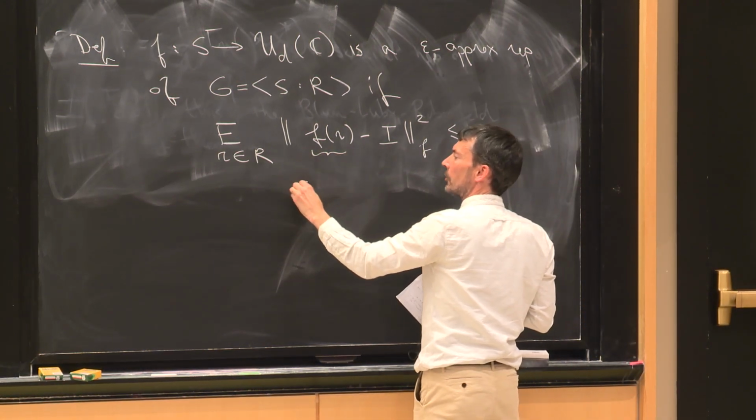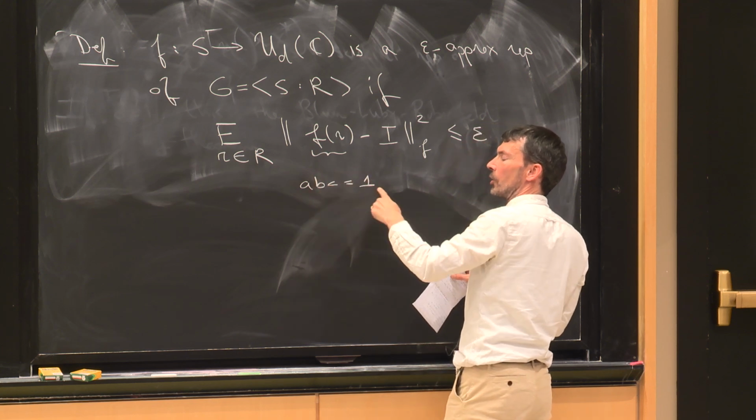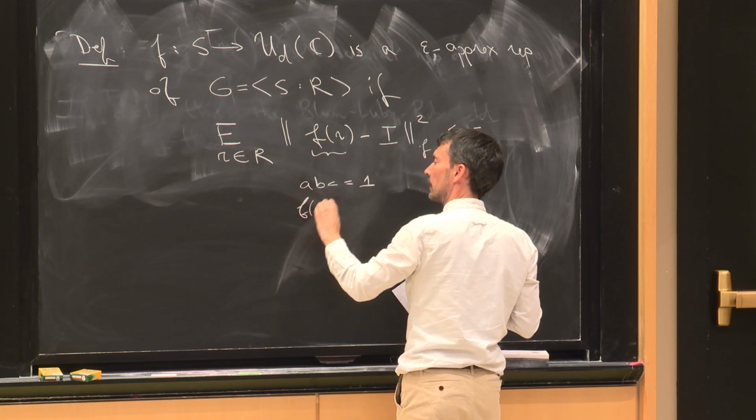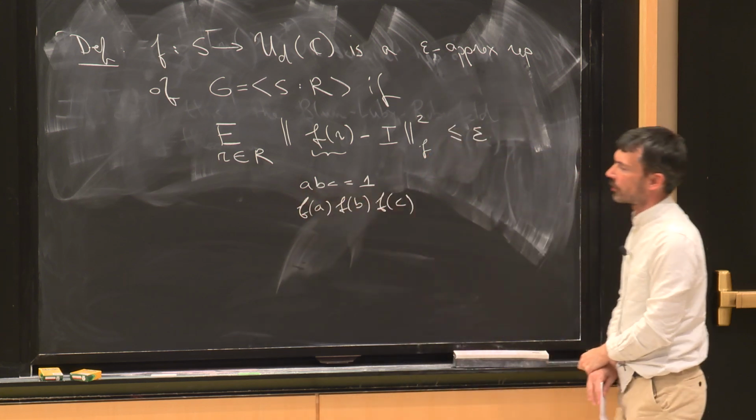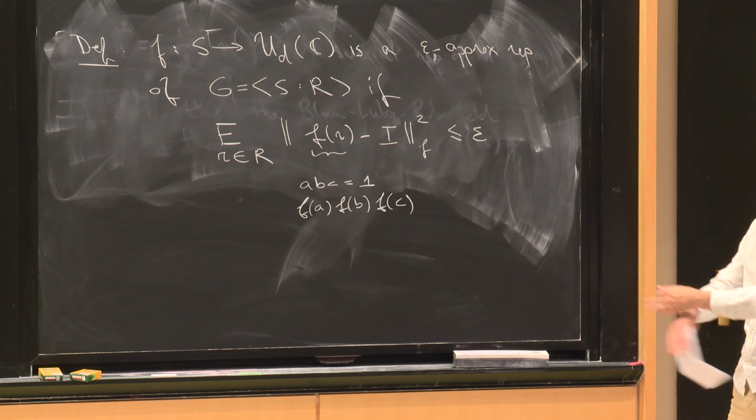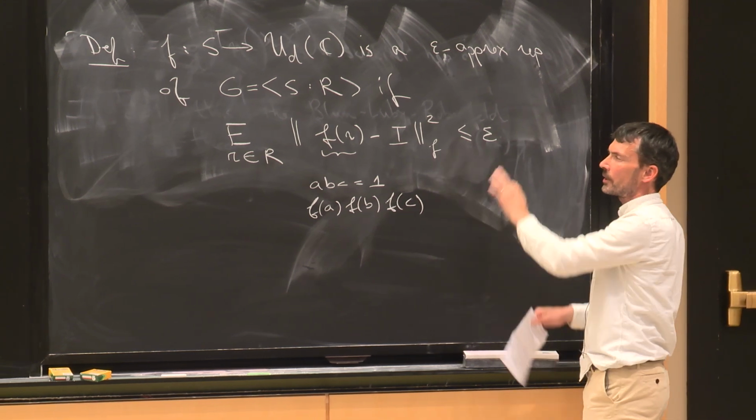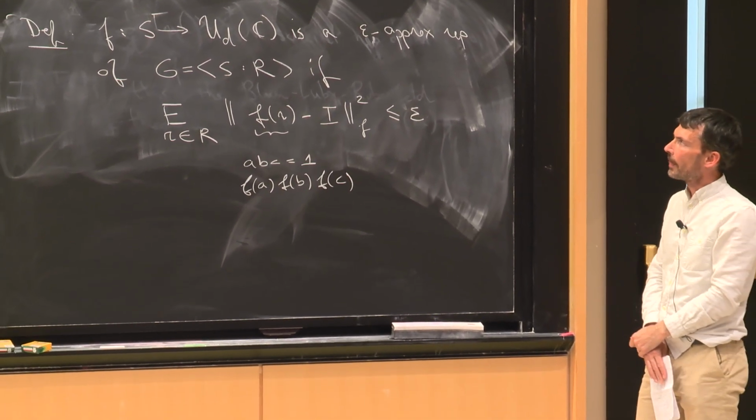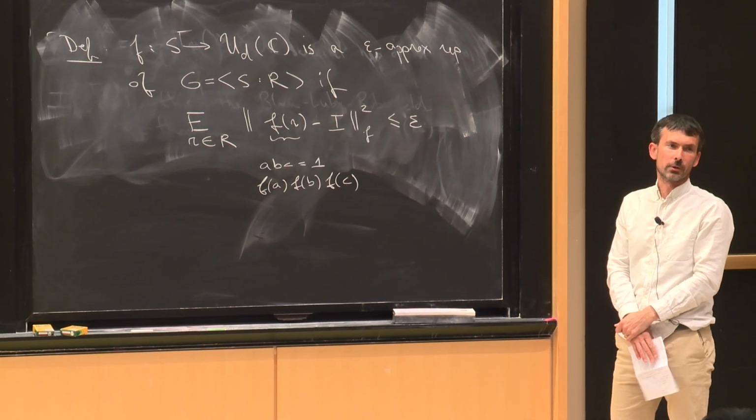Well, if the relation is of the form ABC equals 1, the relations are just words like this in the generators. By this, I just mean f of A, f of B, f of C, okay? The function f only maps generators to matrices. This is the same norm as earlier. And so this is saying that the function approximately satisfies the relations. In particular, if I set epsilon to 0, then this is just a representation.